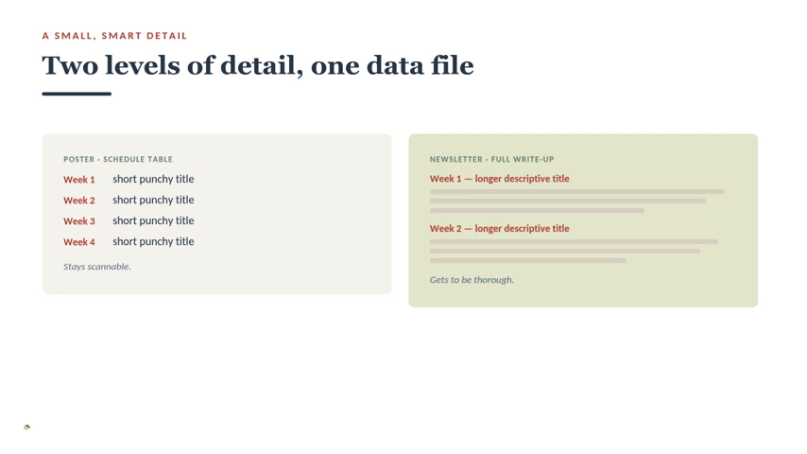One nice detail: each week has a short, punchy title for the poster schedule table, and a longer description, title plus a full paragraph, for the newsletter. Same data file, 2 levels of detail. So each flyer shows the right amount for its job. The scannable table stays scannable. The newsletter gets to be thorough.